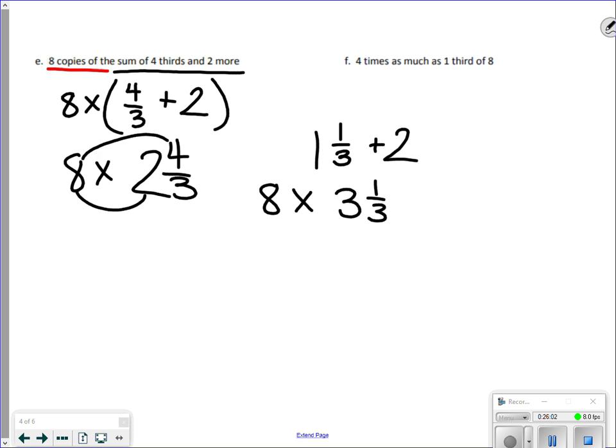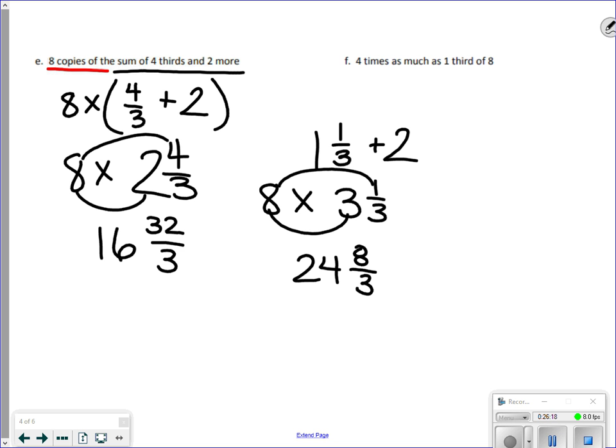Whole number times the whole number times the numerator. 16, 32, leave the denominator alone. 24, 8. Either way, you're going to get the same answer. It's just simplify. But they're still improper. I can't leave it alone. I've got that improper fraction in there. I can't leave it. So 3 into 32.